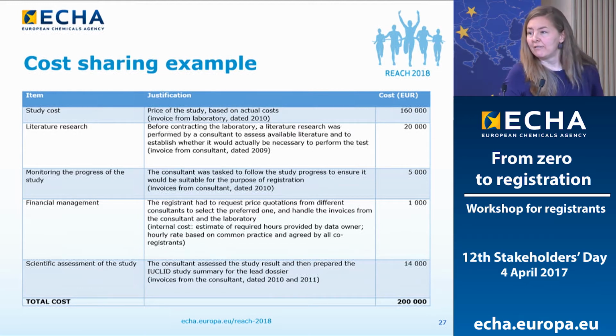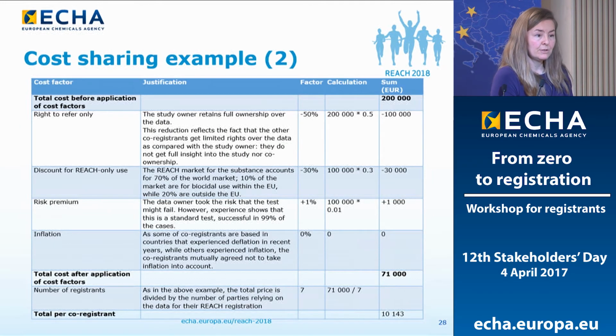So let's consider that one registrant is owning a study that has cost 160,000, and then, as you can see on the slide, you could add certain other things, like for example the literature search, monitoring of the progress of how the study is going, financial management or scientific assessment of the results of the study. Then let's say that you end up with 200,000. And if we consider that you have, for example, seven members of the SIEF, the easiest way to split the cost would be to divide it by seven, which would mean that all the seven members would be the data owners. They would own the whole study as such.